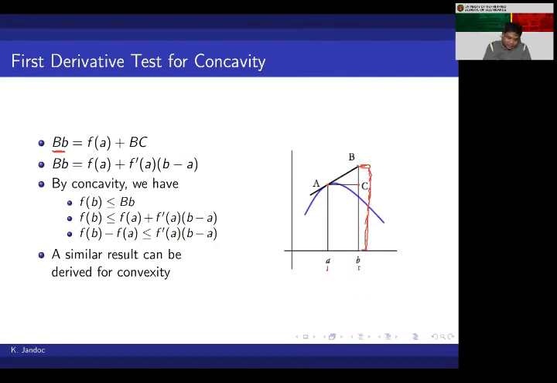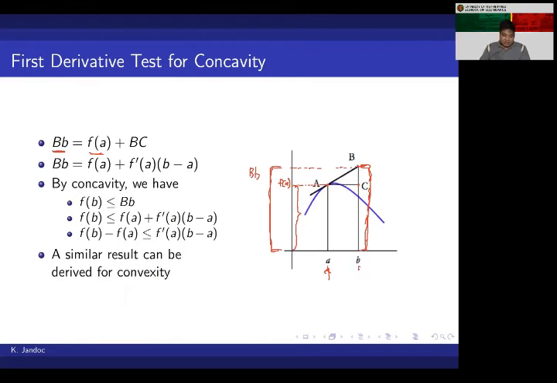Or equivalently, we could trace it here. This height is BB. Let's just put it here, BB. That height is equal to f of A. What's f of A? This is the point A, so f of A is where the value touches the graph. This height is f of A.